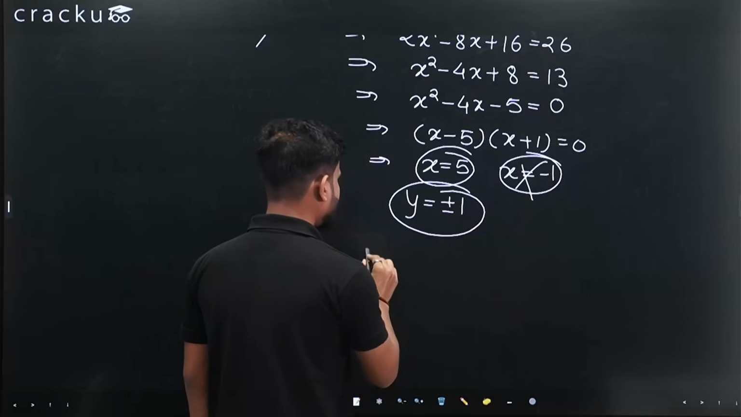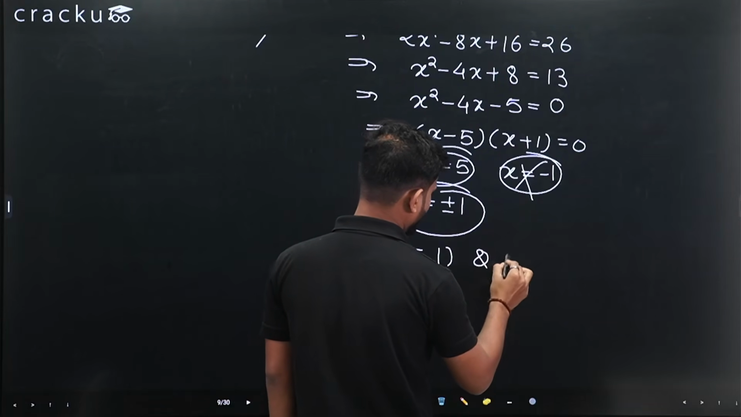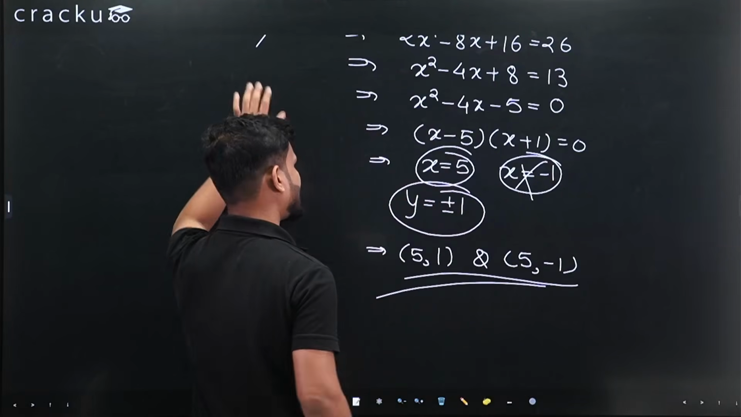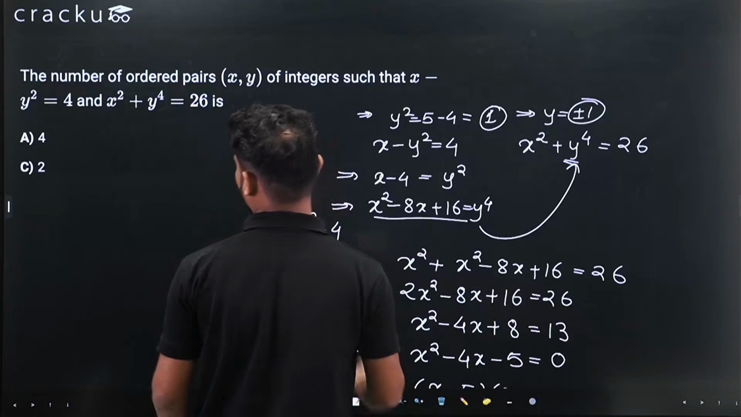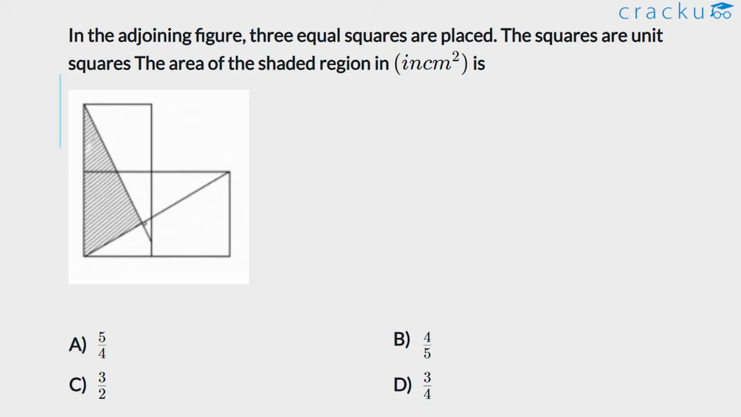So your answers will be 5 comma 1 and 5 comma minus 1. So how many solutions are there? There are exactly 2 ordered pairs. So the answer to this question will be option number C.